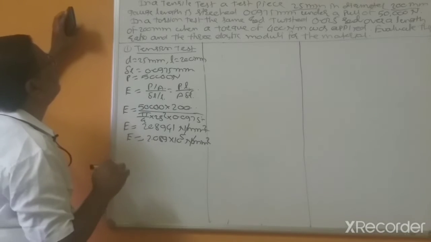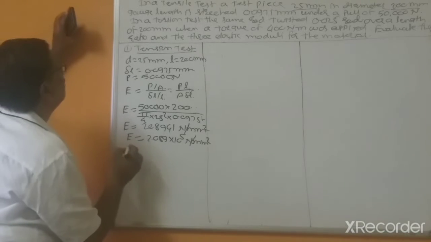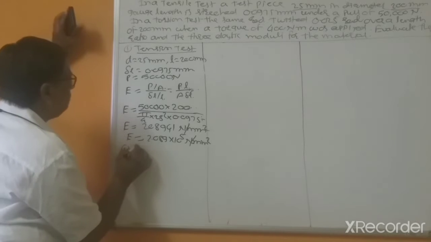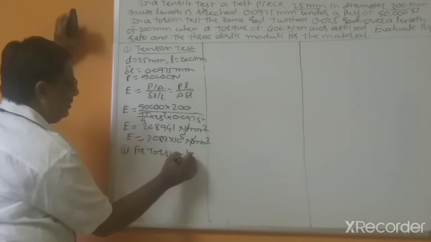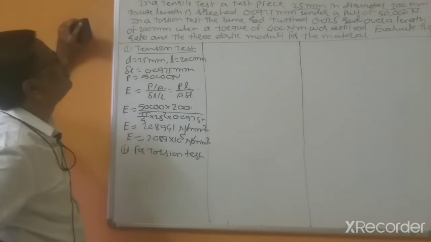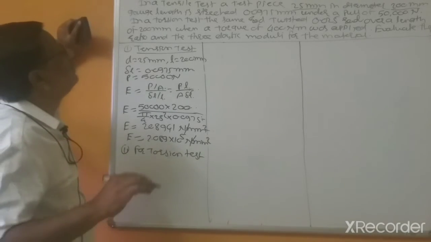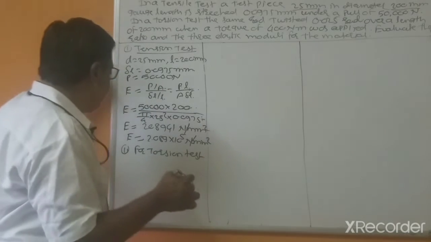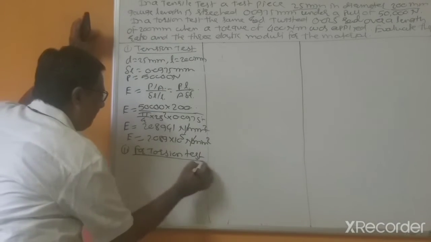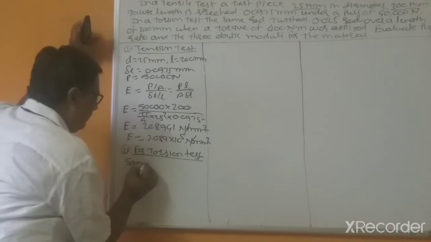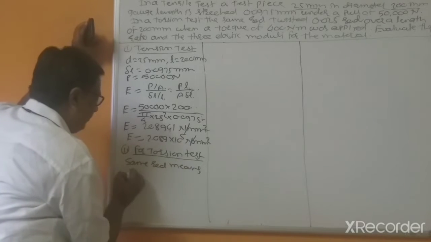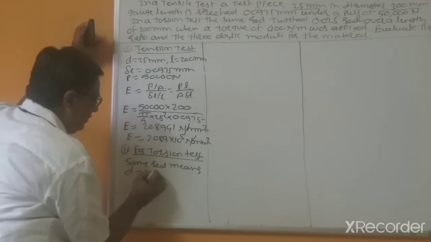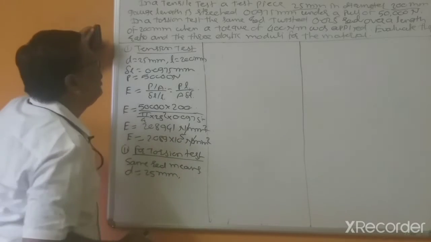So next, for torsion test, same rod means diameter same. Same rod means diameter equal to 25 mm.